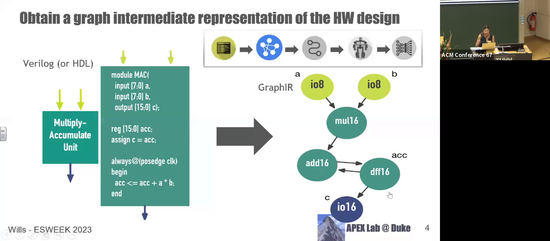So besides using the type of node, such as IO, mul, or add, as an attribute for the vertex, we also use the width, the bus width, such as here, IO8, an 8-bit input. So in this example, there are two 8-bit inputs, A and B. And then there's a 16-bit multiplier, a 16-bit adder, and then a 16-bit register, which is a D flip-flop. So you'll see DFF as ACC, with 16-bit values C.